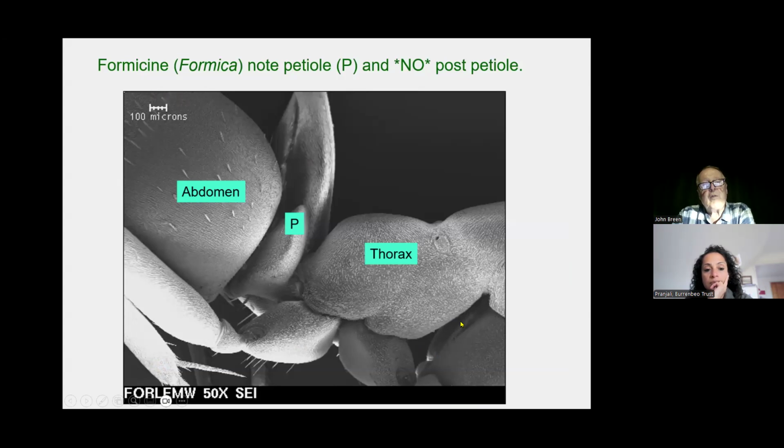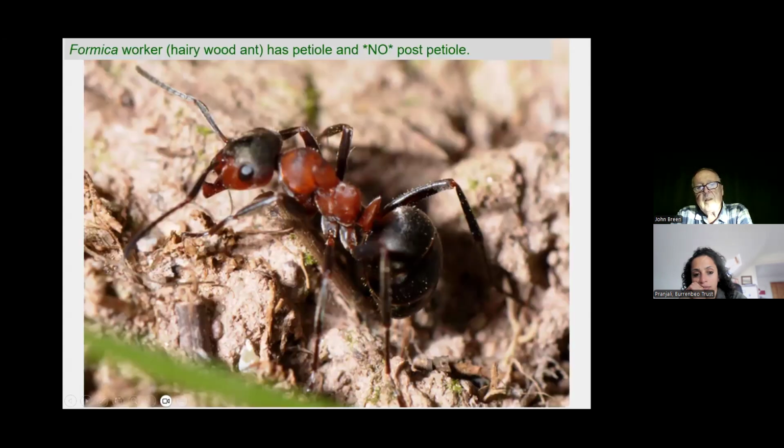So then we move to the formicines, and this one is a Formica. And again, the head is over here to the right-hand side. This is the thorax. This is the petiole here. And this is the abdomen. And this is a Formica worker, of the hairy wood ant. And here's her head. There's her thorax. There's her petiole. And there's her gaster or abdomen.